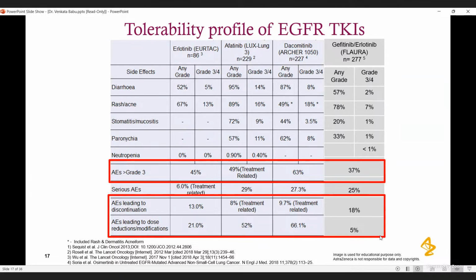That is, 1 in 10 patients has severe diarrhea, which might need admission. Rash and acne are of a similar percentage, and rash is much more common. Grade 3-4 is nearly 20% with dacomitinib. And paronychia is up to the tune of 10% for grade 3, and any grade of paronychia is nearly 60% of patients. So grade 3 adverse effects are seen in nearly 37% of the patients, and adverse effects leading to discontinuation are seen in nearly 20%, which means 1 in 5 patients might need to discontinue or decrease the dose of the drug due to these side effects. Next slide, please.